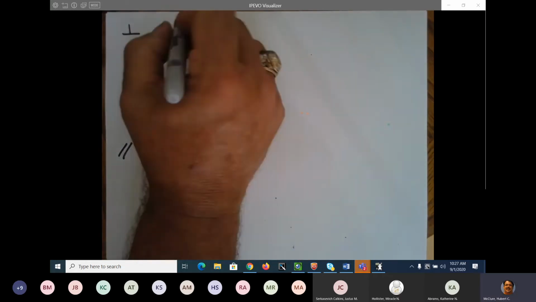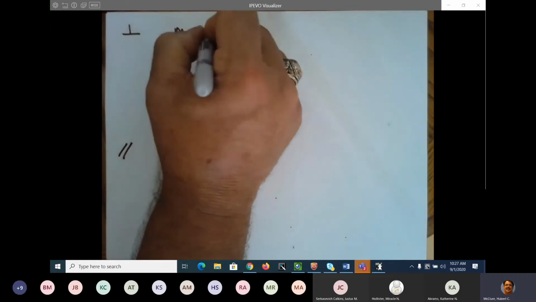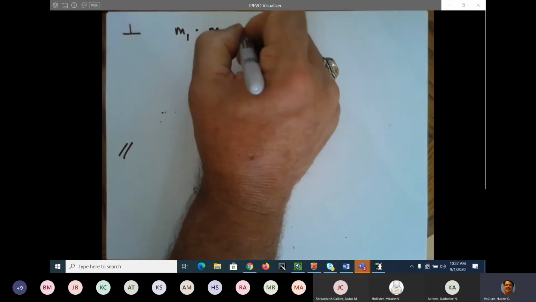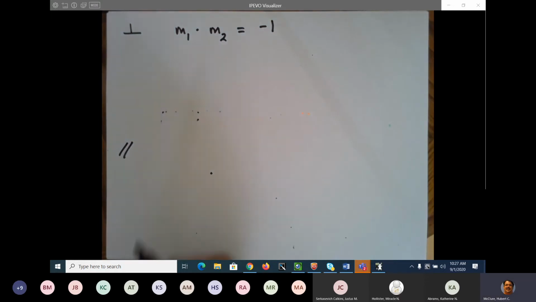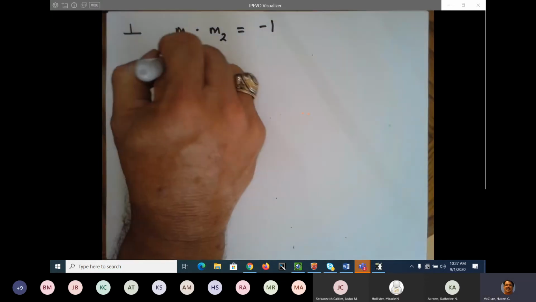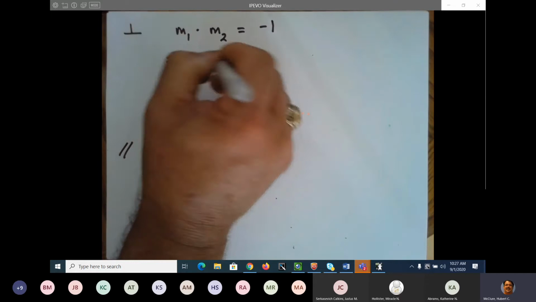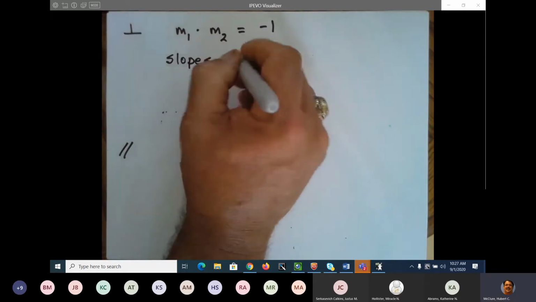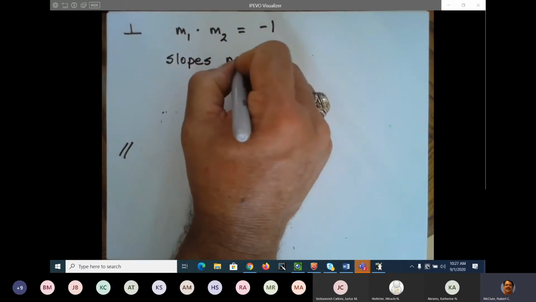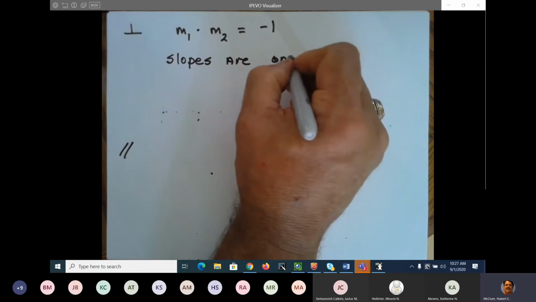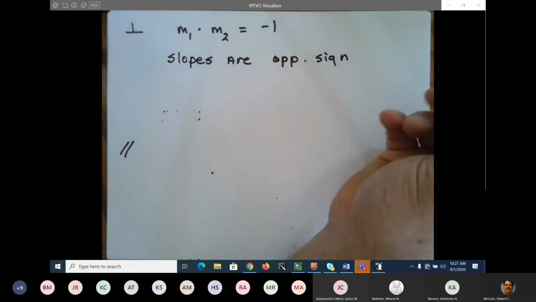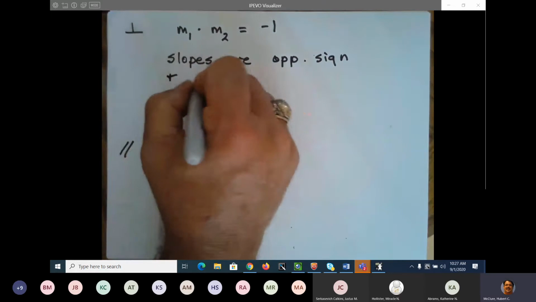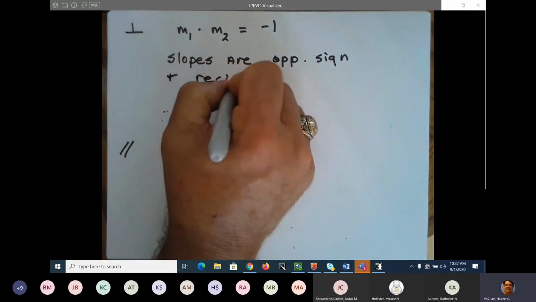The rule for perpendicular is m sub 1 times m sub 2 is equal to -1. That means that the slopes of 2 lines, if they're perpendicular, the slopes are the opposite sign of each other and they are reciprocal of each other.